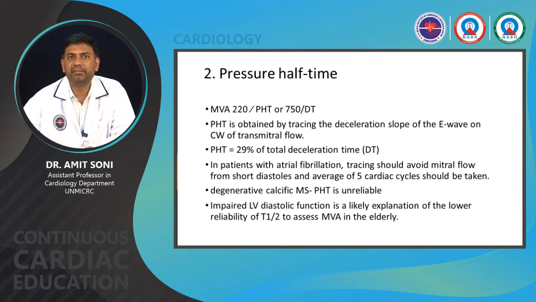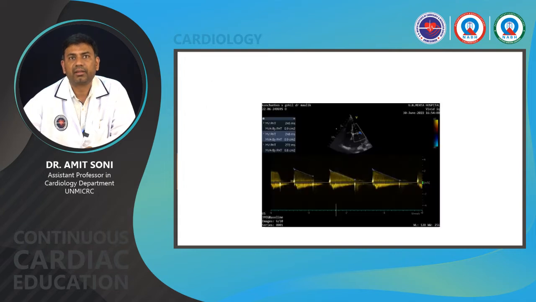In patients with atrial fibrillation, tracing should avoid mitral flow from short diastoles and an average of 5 cycles should be taken. In degenerative calcific mitral stenosis, pressure half time is highly unreliable. Impaired LV diastolic function is the likely explanation for the lower reliability of pressure half time to assess the mitral valve area in the elderly. So this is how we can calculate the pressure half time.